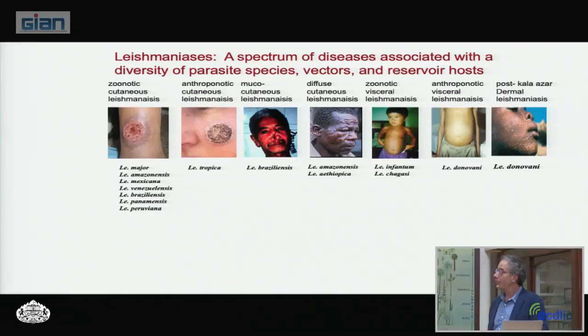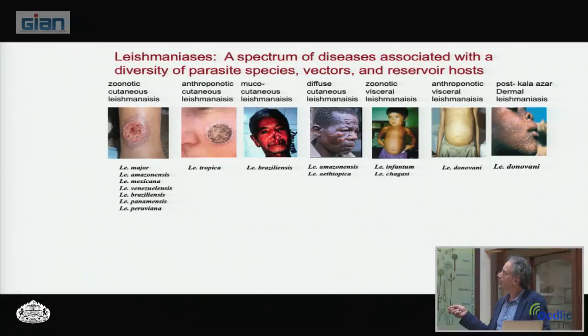Okay, now we'll begin our discussion of leishmaniasis. So this slide emphasizes the most important aspect of leishmanial diseases, and that is there is not one form of leishmaniasis. Leishmaniasis is really a spectrum of diseases, and that produces many different clinical forms, and these clinical forms are associated with many different species or strains of leishmania.